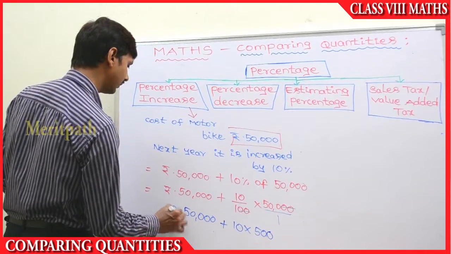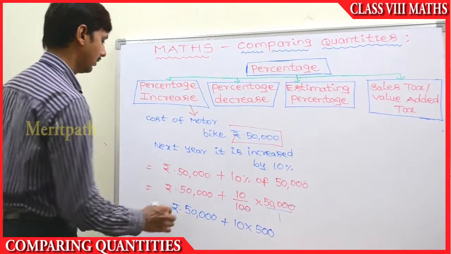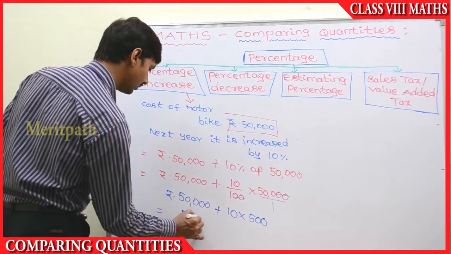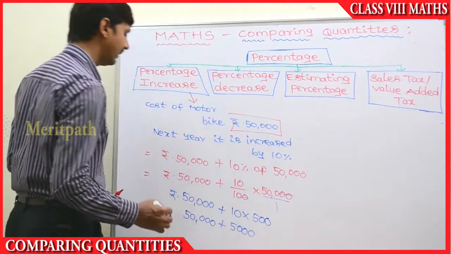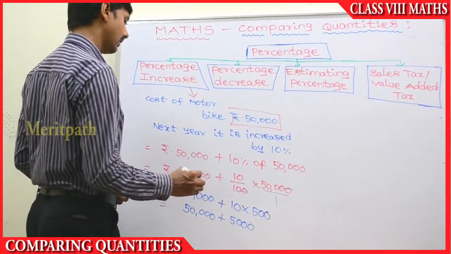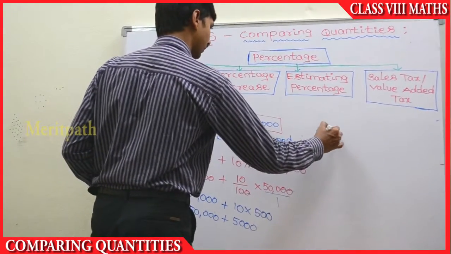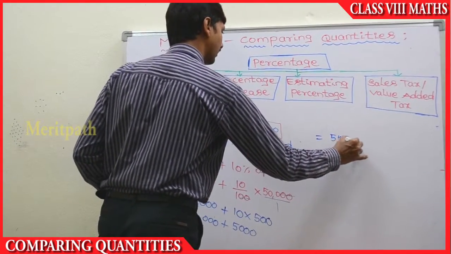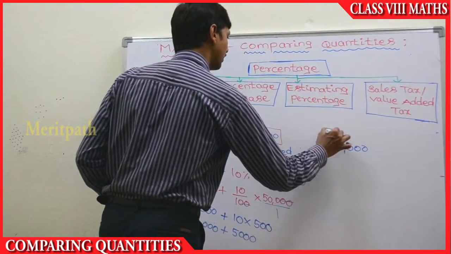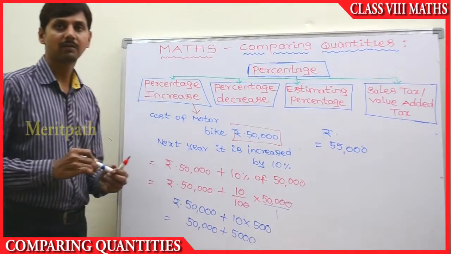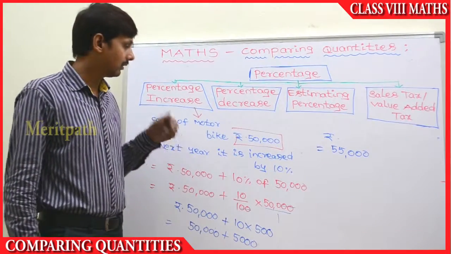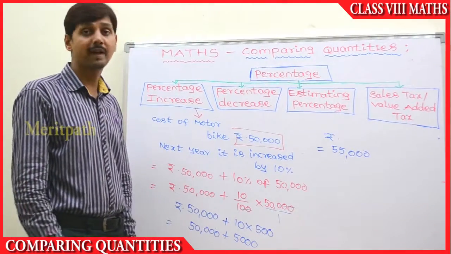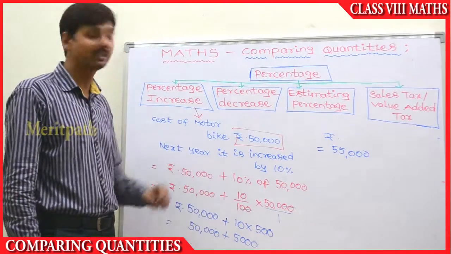So 10 into 500 is 5,000. When we add both numbers, 50,000 plus 5,000, we get 55,000 rupees. So the cost of the bike next year will be 55,000 rupees if it increases by 10%.